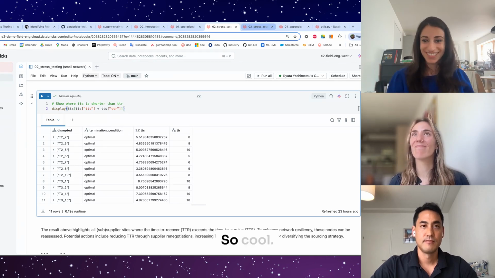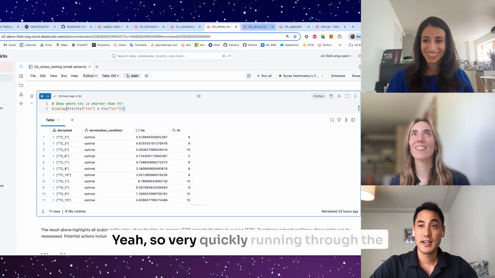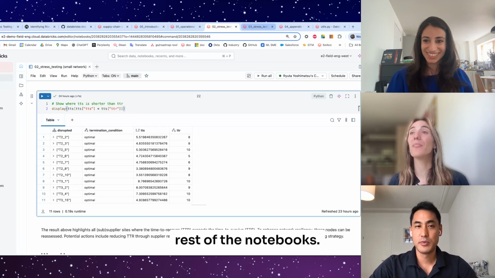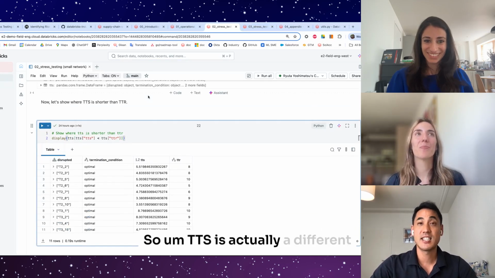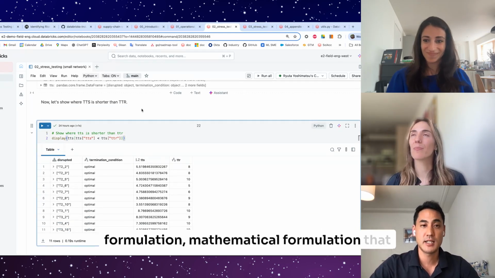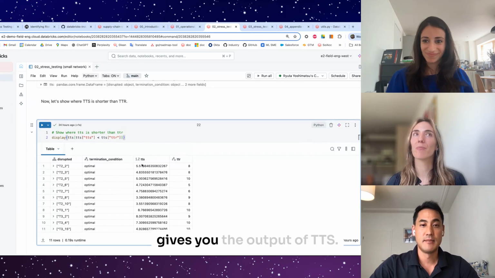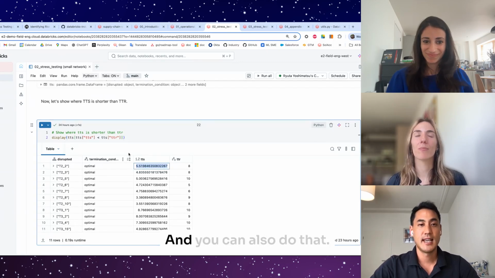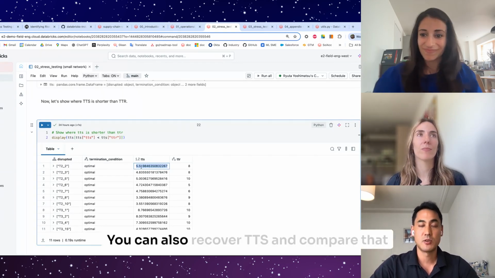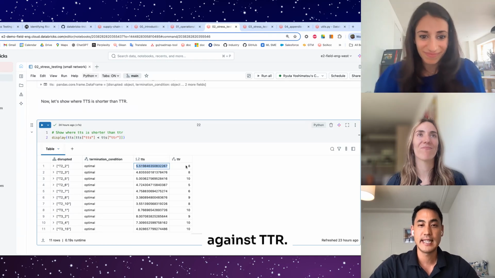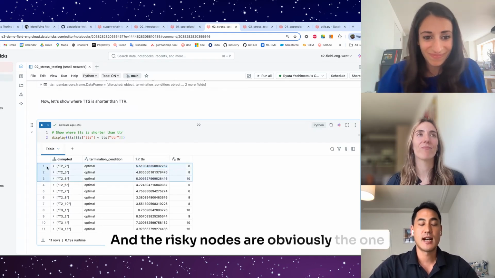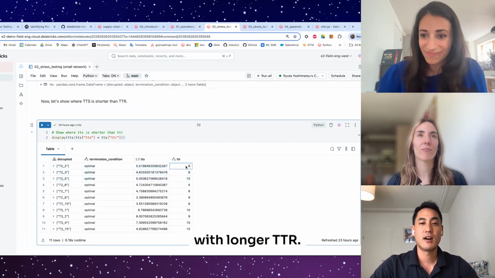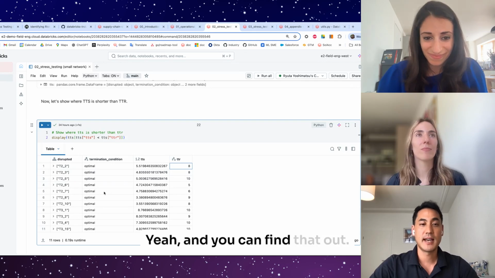Love it. So cool. Yeah, so very quickly running through the rest of the notebooks. TTS is actually a different mathematical formulation that gives you the output of TTS. You can also recover TTS and compare that against TTR. And the risky nodes are obviously the ones with longer TTR. Yeah, and you can find that out.